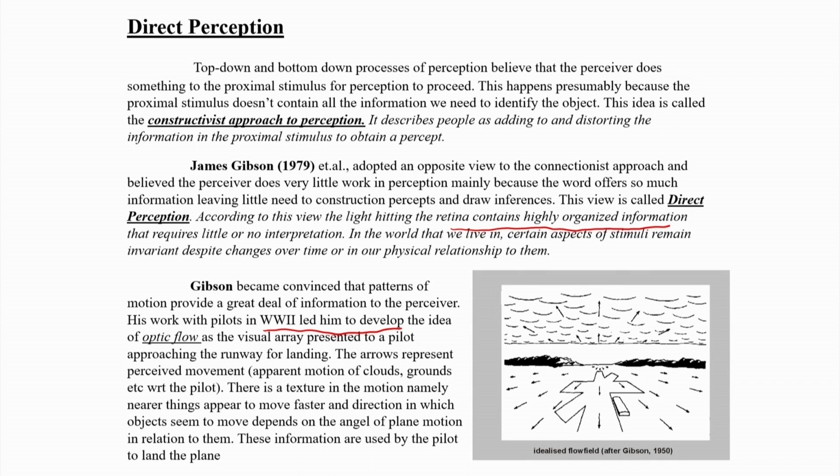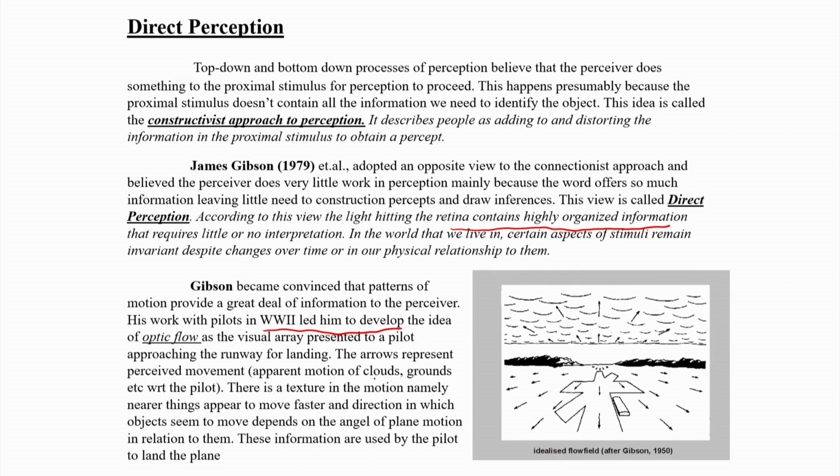He should not be concentrating on information which is provided by his display system. And so, that is where he gave this idea of optic flow. The arrows in this particular figure represent perceived movement, the apparent motion of clouds, ground, etc., with respect to the pilot. Now, there is a texture to the motion, namely nearest things will appear to move faster, and the direction in which objects seem to move depends on the angle of the plane's movement.